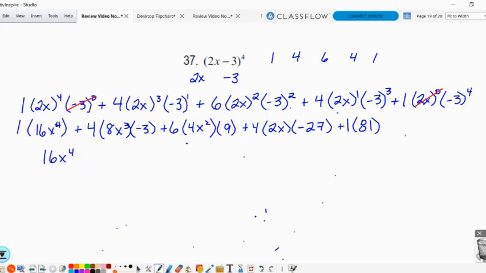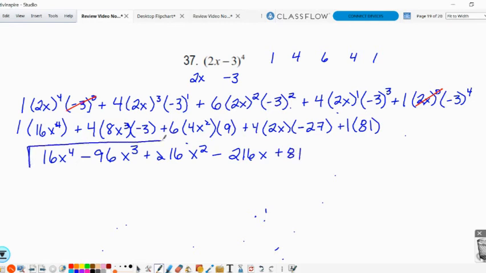Our next term is going to be negative because we're multiplying 4 times 8 times negative 3, negative 96x cubed. Our next term is 6 times 4 times 9, which is 216 with an x squared. Next term is negative because it's 4 times 2 times negative 27, negative 216x. And our last term is positive 81. And that is the full expansion of 2x minus 3 to the fourth power.